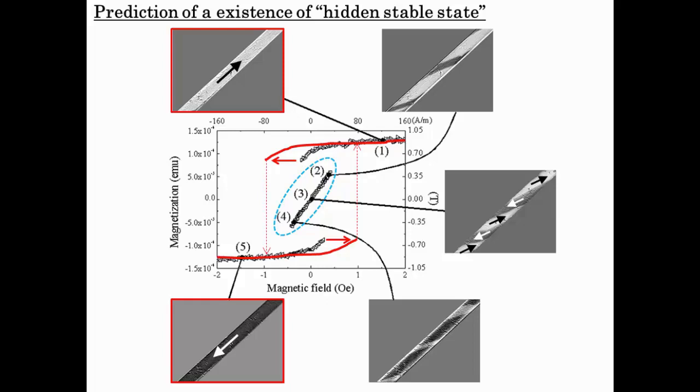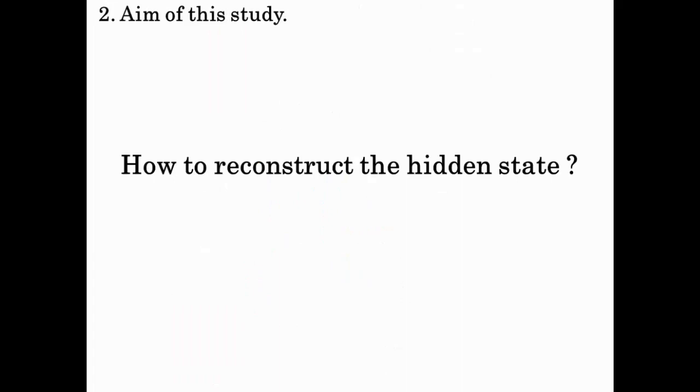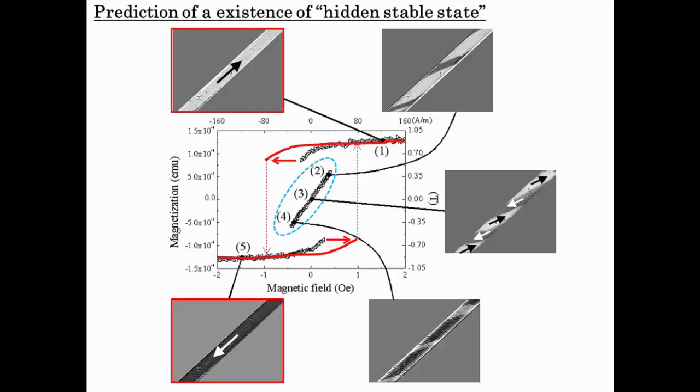In this case, the multi-domain state wouldn't appear even if we control the external field to any value, but it's a stable state. So the fundamental physical interest is how to reconstruct this stable state from the single domain state. This is the aim of this study. And if it is realized, it would be applicable to memory devices or sensors with memory function.